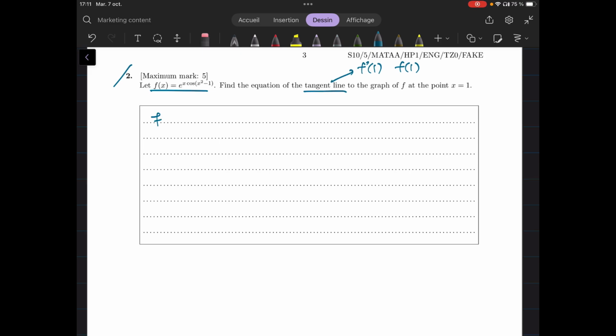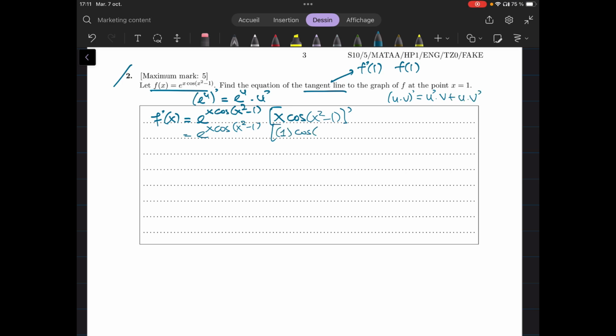So let's differentiate f. F prime of x is equal to the derivative of e to the u, which is e to the u times u prime. So this is going to be e to the x cos of x squared minus 1 times the derivative of this guy. I'm going to copy this term. We are differentiating a product of two functions, so we have to use the product rule. The derivative of u times v is equal to u prime times v plus u times v prime.